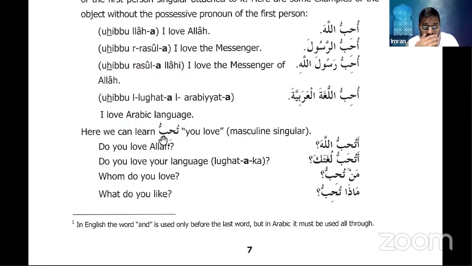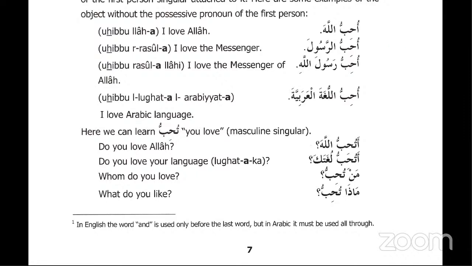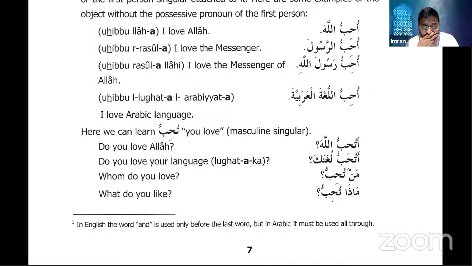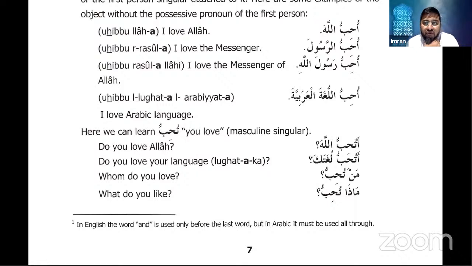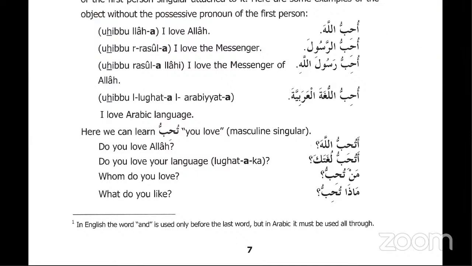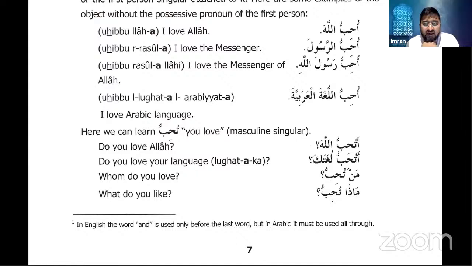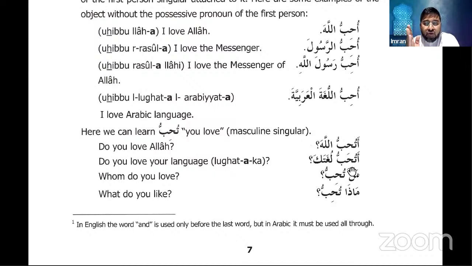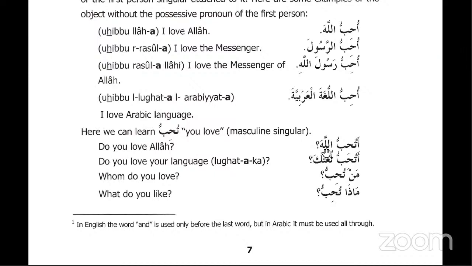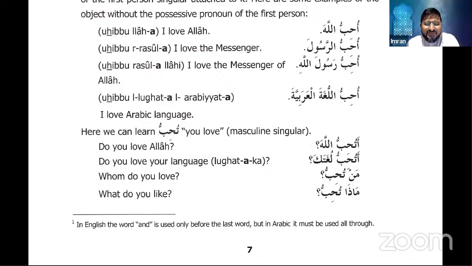Here we can learn tuhibbu, you love, masculine singular. Do you love Allah? Atuhibbullah? Now a question for you. Atuhibbullah. So who is doing the action of love? Who is loving Allah? The single masculine. Correct. You. It's like Anta. So Anta is you, the person you're talking to. He is loving. And what is the object he is loving? Allah.